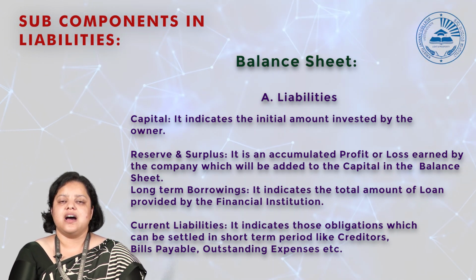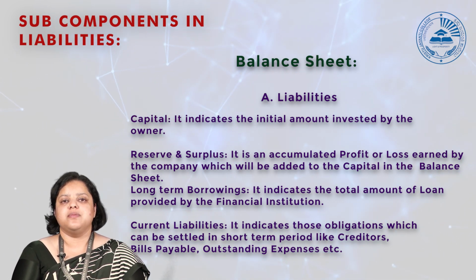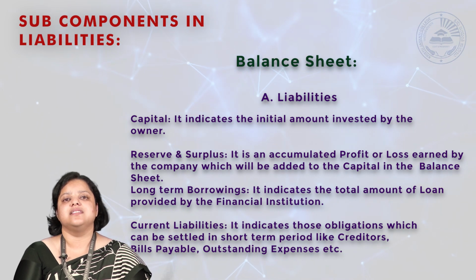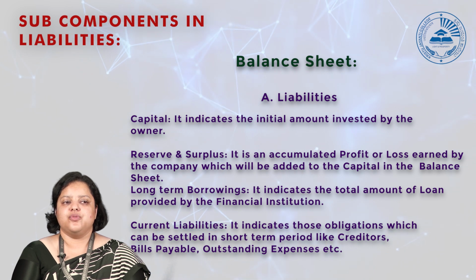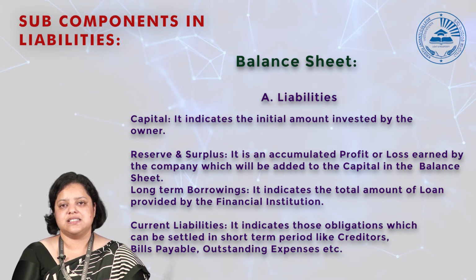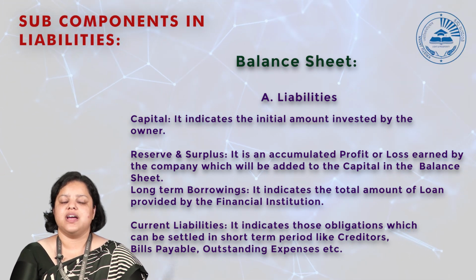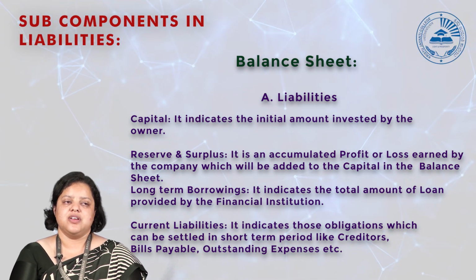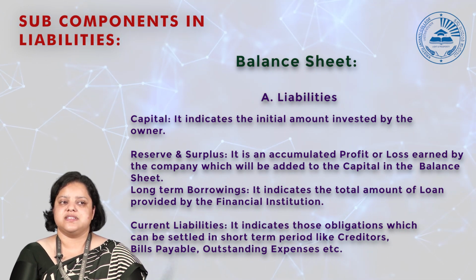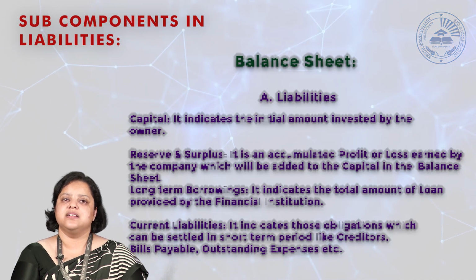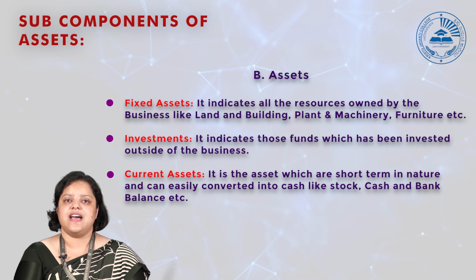Current liabilities are those kinds of obligations which are short term in nature. Short term means we can easily pay these obligations within one month or two months. For example, we have creditors, bills payable, outstanding expenses. These are the different kinds of items we have under current liabilities. So under liabilities we have four headings: capital, reserve and surplus, long term borrowings and current liabilities. Let us check what subheadings we have under assets.